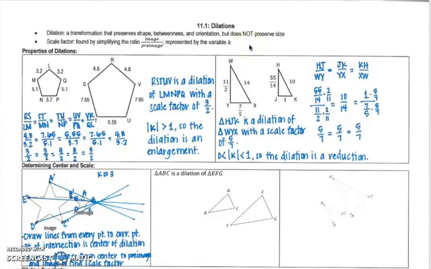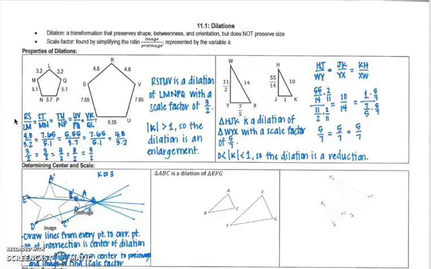Okay, so properties of dilations. It's important to identify which segments are corresponding. So that's what I did here. I have segment RS because that's my image, so it has to be image over pre-image. So segment RS over LM has to be equal to the ratio of segment ST over MN, which has to be equal to the ratio of TU over NP, equal to the ratio of UV over PQ, and then equal to the ratio of VR over QL.